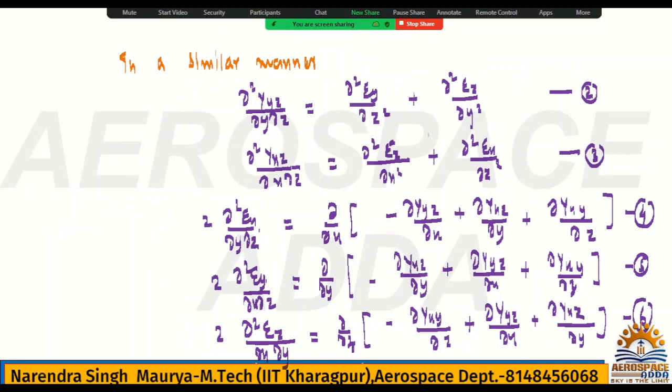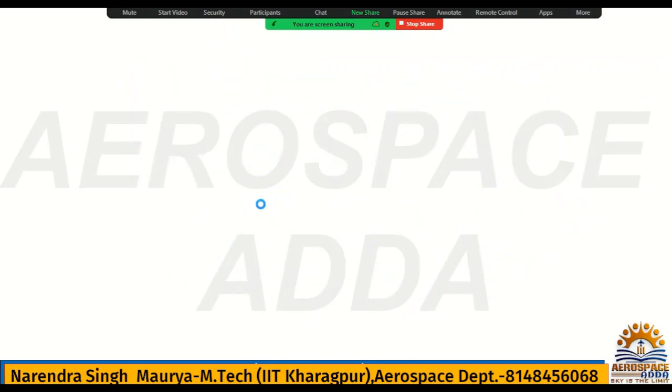What about this? Gamma yz will be 0. Epsilon z will be 0. The z axis will not be there, so this part also will be 0. Gamma xz will be 0, epsilon z will be 0. Here also dou z we have, so this part will also be 0. Similarly, gamma yz, gamma xz have z. So everywhere z terms we are getting. Only one equation we have in which we are not getting any z components. So I can say for the plane strain condition, only one compatibility equation we will have.